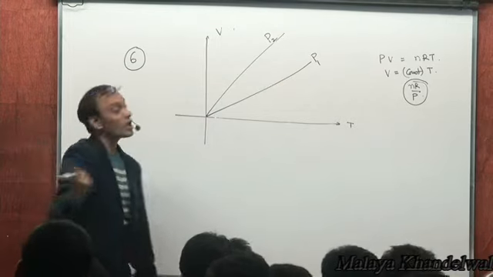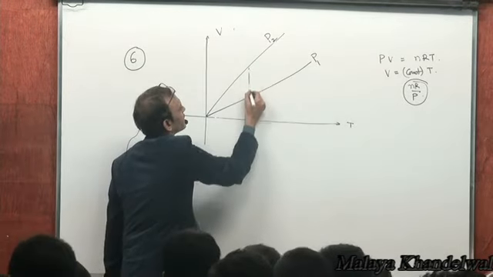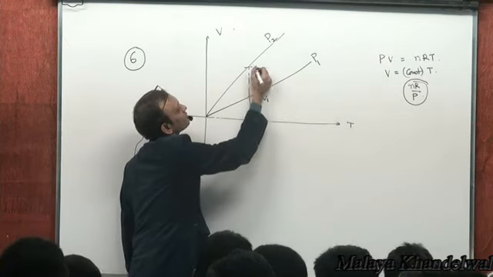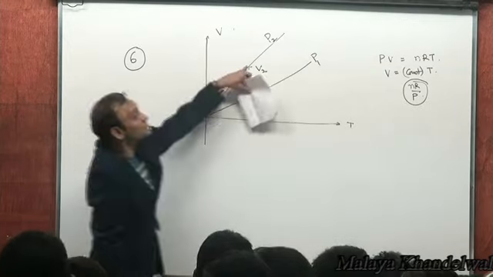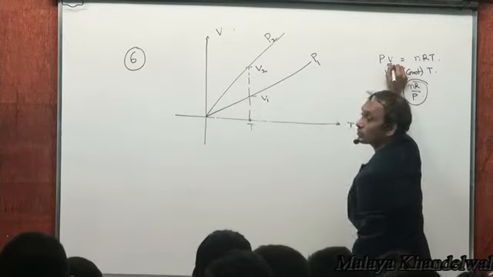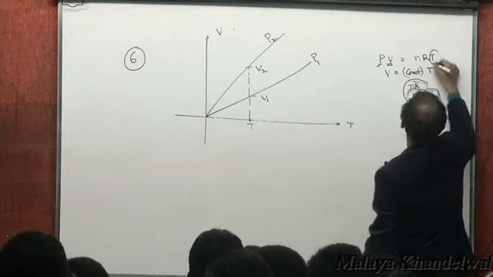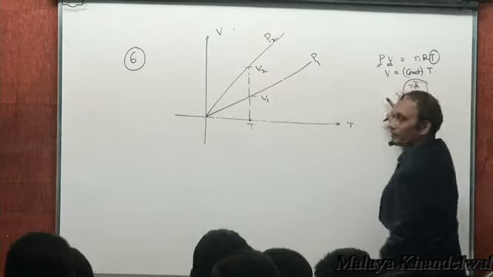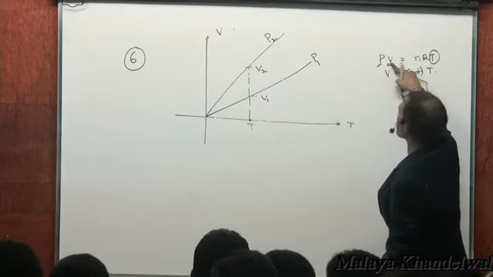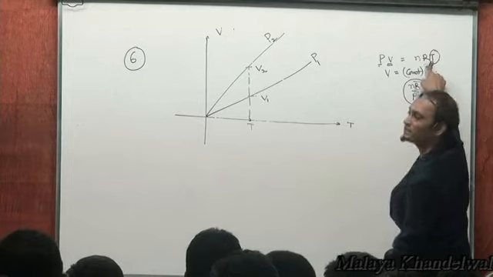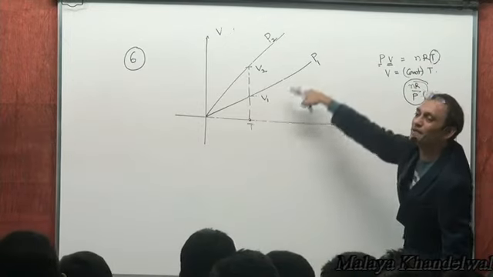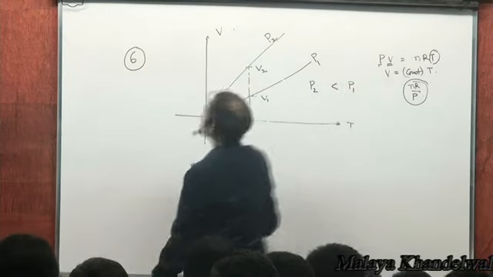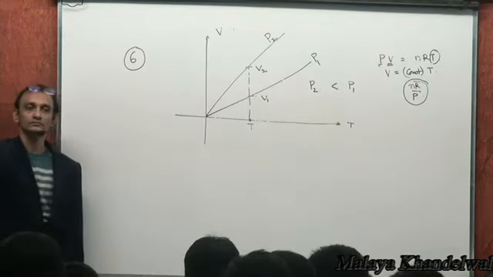Yes or no? Or the other way you could have looked at it is, at the same temperature T, this gives me volume V1, this gives me volume V2. If V2 is more than V1, if the volume is more, then P must be less for the same temperature. So P2 must be less than P1. Sounds all right?